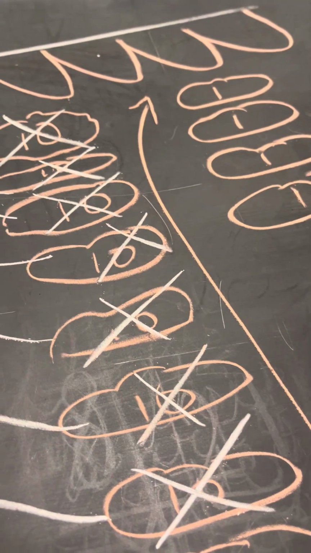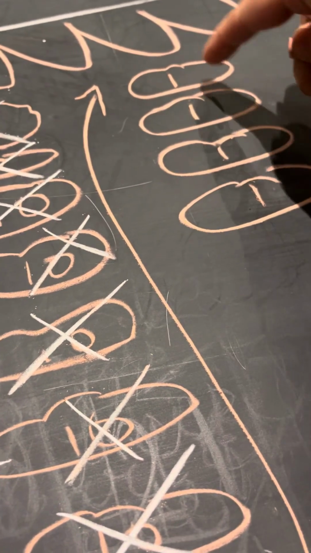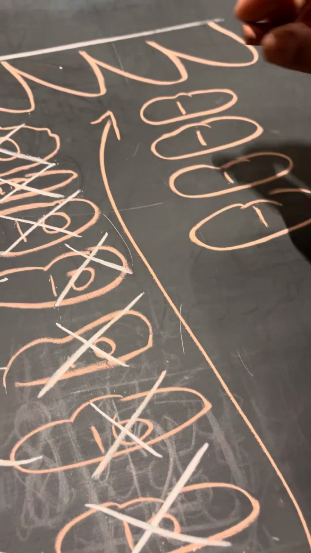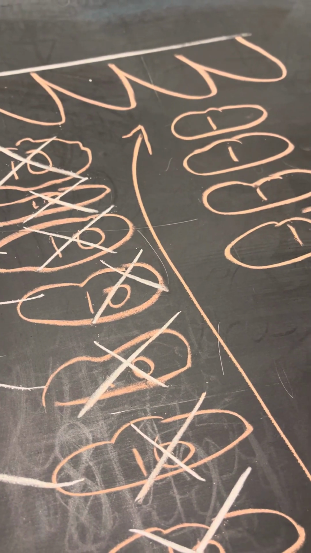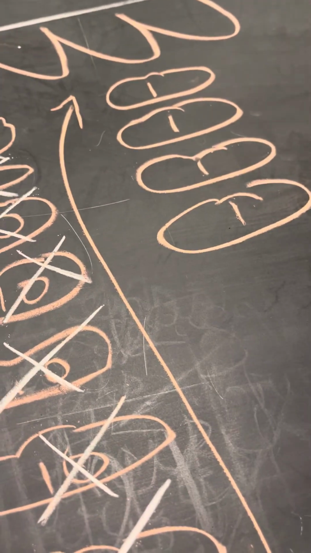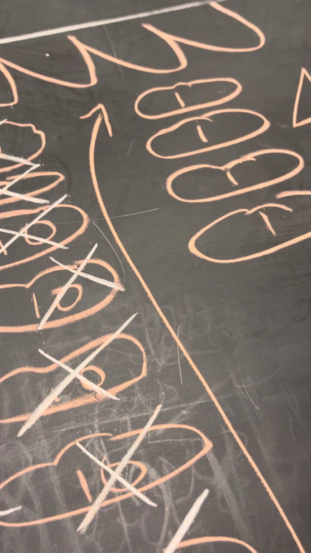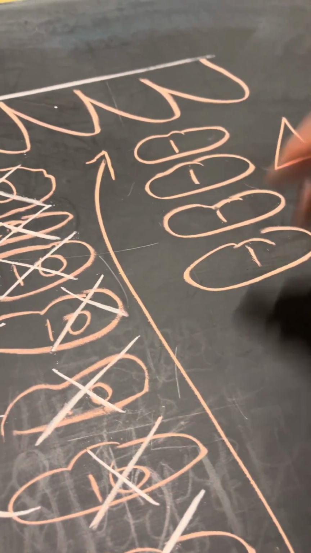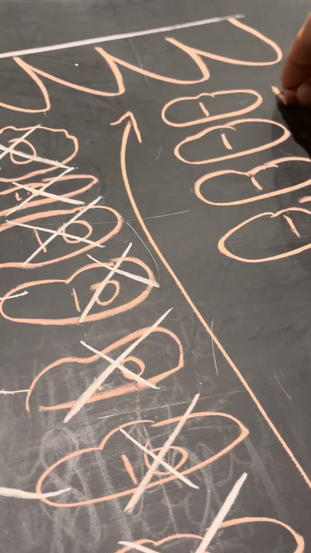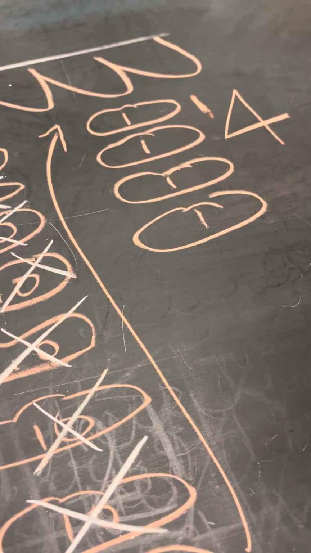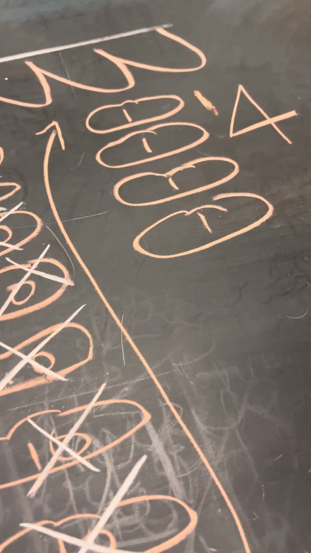So we've got 10, add 1, 2, 3, 4. So we've got 14. So we can write this as 4. And then we've got the 10 from there. So I'll put that 1 ten there. And we've ended up with 14.